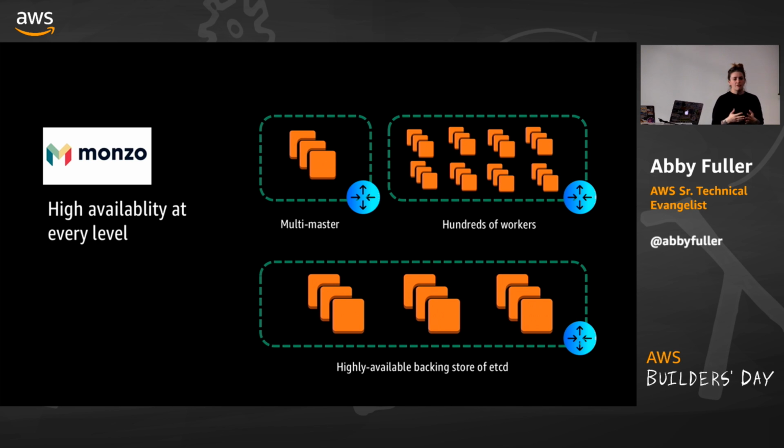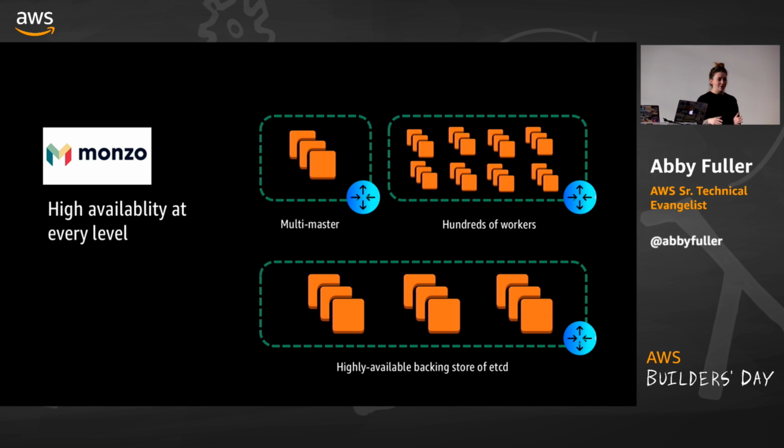Part of the problem is high availability, right? You have multiple parts in Kubernetes where it's important to have high availability. For a lot of people, that means, well, what do I do if my master fails? What do I do if my backing store of etcd fails? So Monzo has high availability at every level. I think that's extra important for banking, right? If I want to go and use my card, I probably don't want to not be able to spend my money because my bank is having planned or unplanned downtime.